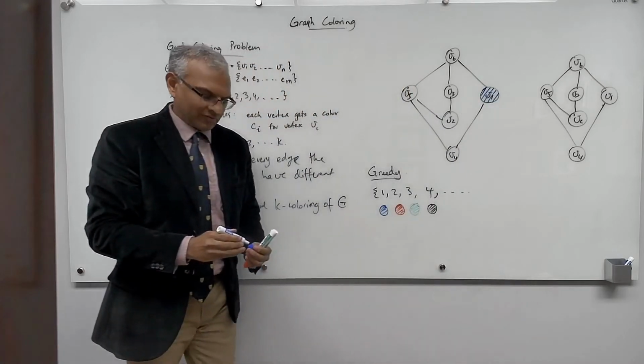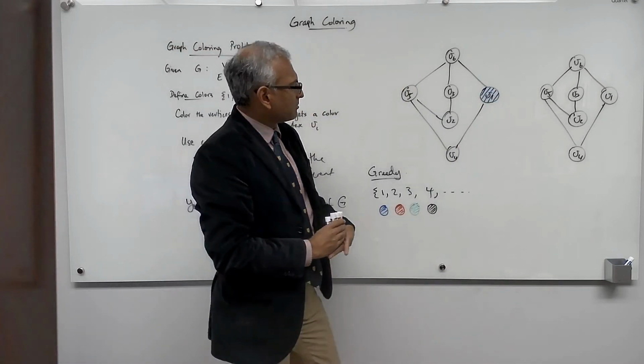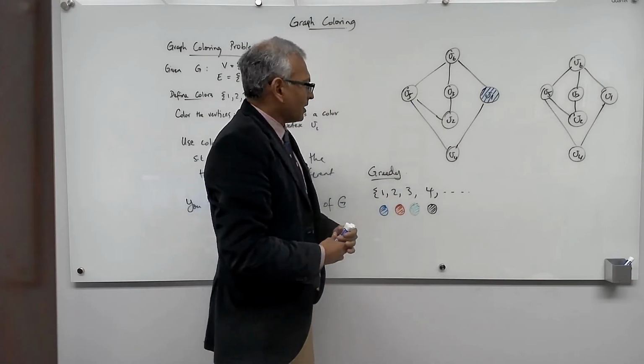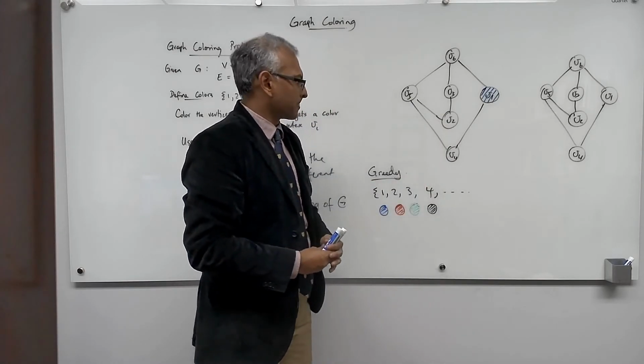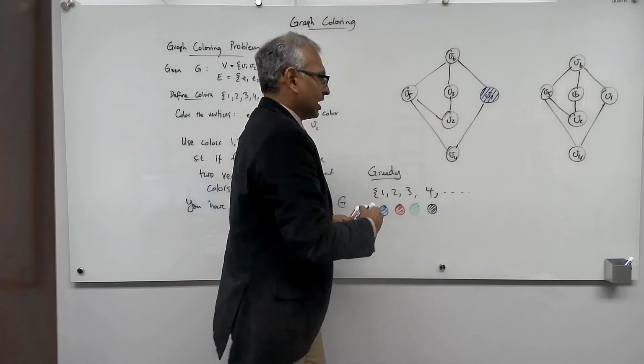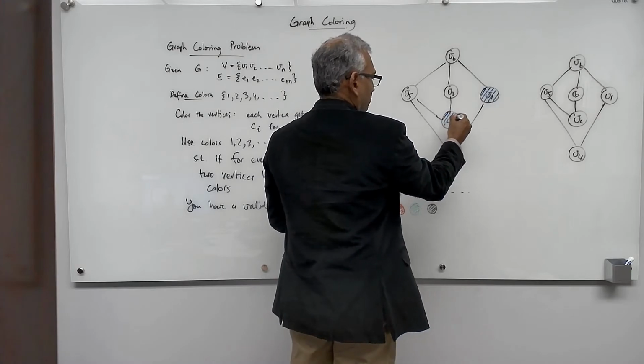Okay, good. So I've colored V1 with blue. Now I come to V2. So what color can I give V2? Well, I can give V2 also blue, because it has no neighbors that are currently colored. So V2 I can give blue.